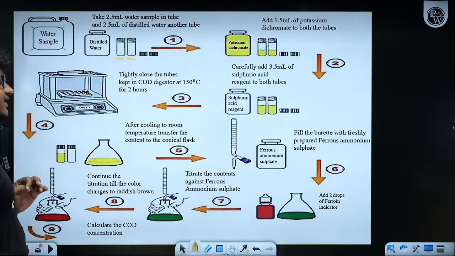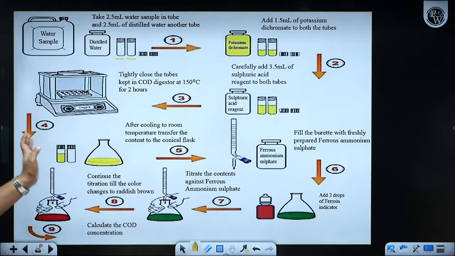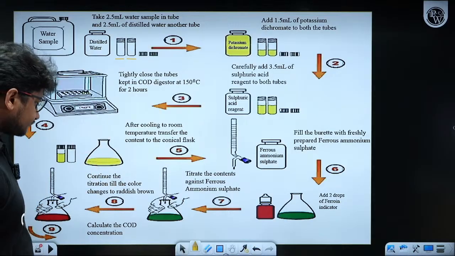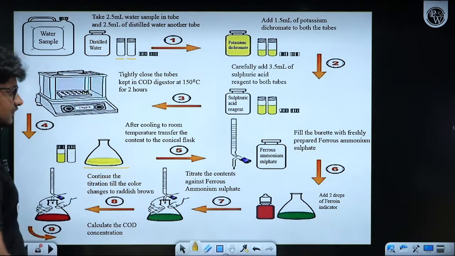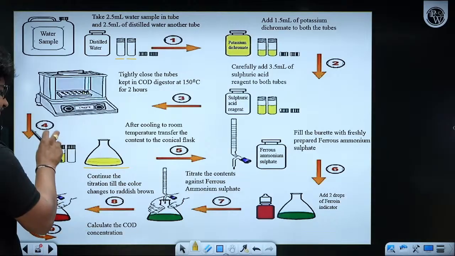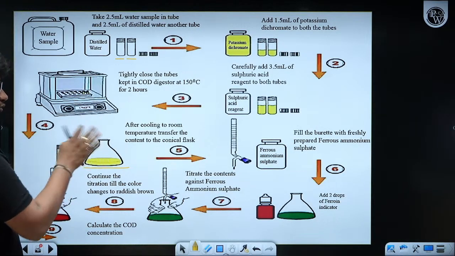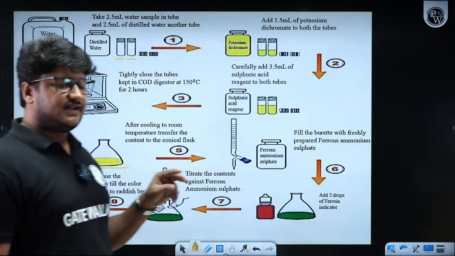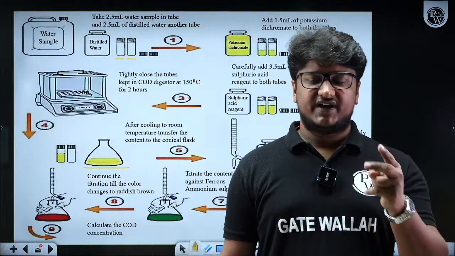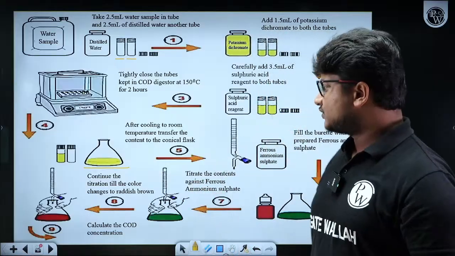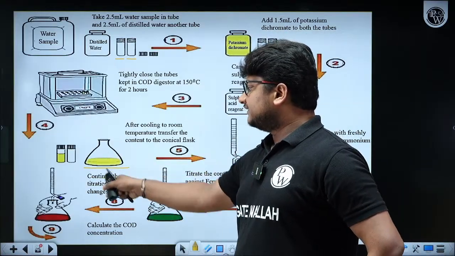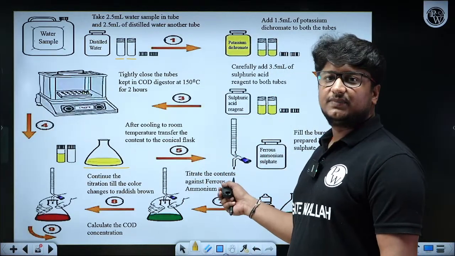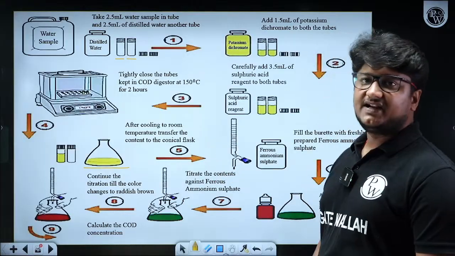Once it is digested for 2 hours, you take it out, cool it down, and then separately you put this into this type of conical flask. So after cooling to room temperature, transfer each tube into a conical flask, not in a mixed format. That means if two vials are there, you will have two conical flasks also. One is for the distilled water, another is for the wastewater sample. Now in this completely cooled sample, we are doing the titration process.